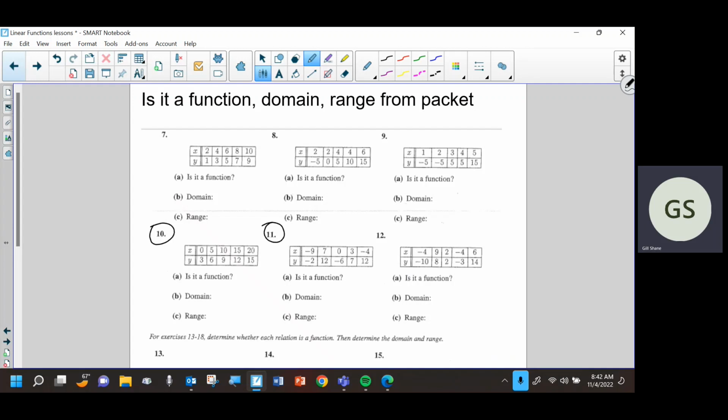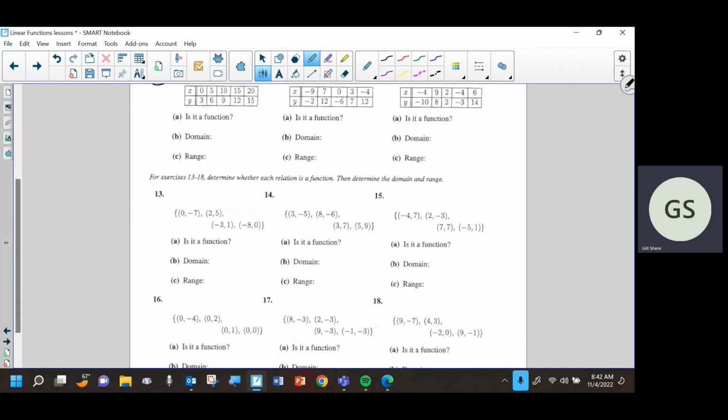It could be a bunch of ordered pairs like down here. So in number 13, if I said, what is the y-intercept? Wherever x is 0. And 16, what if I said, what is the x-intercept? The x-intercept would be this one, where the y is 0.